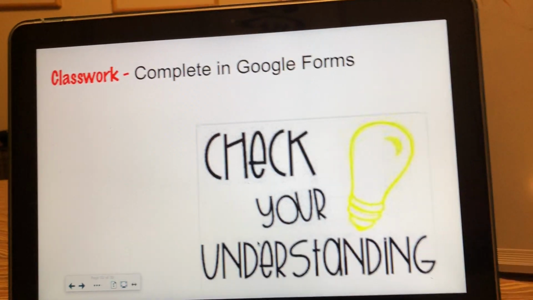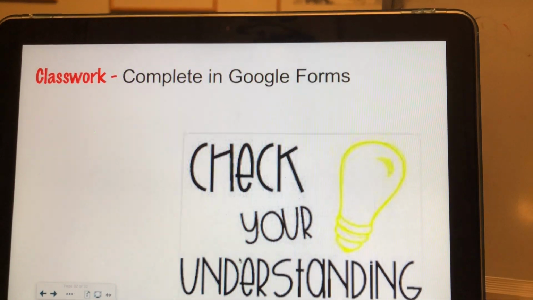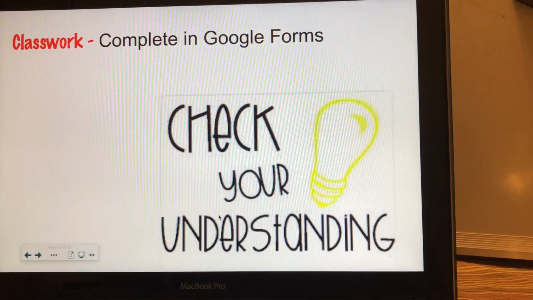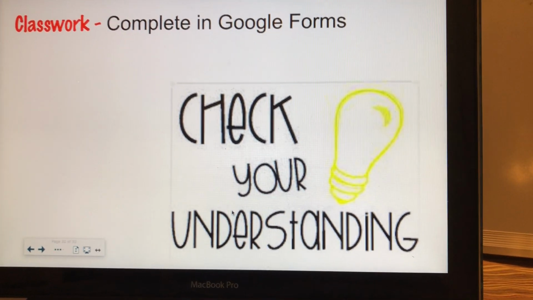And then you're going to go into your classwork assignment, which is on a Google form, and try it on your own. Please keep your co-constructed steps with you.